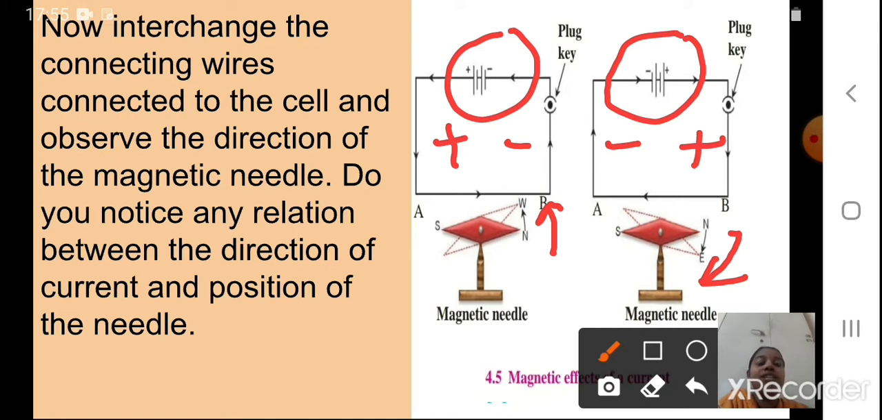Do you notice any relation between the direction of current and position of the needle? Yes, we observe, students, that the direction of the needle changed because of the direction of the current. I hope you understood this experiment. Yes, because of the electric current there is an effect on magnetism, and we call it the magnetic effect of electric current. I hope you understood this. Okay, we'll move next.